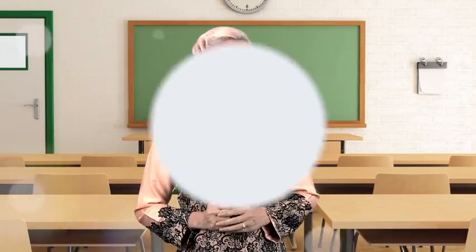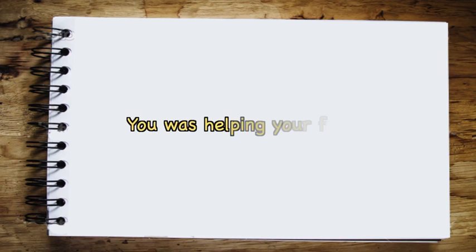Our second sentence is, you was helping your father. Before we begin, let's identify the subject in this sentence. The subject in this sentence is the pronoun you. But what about the verb in this sentence? Can you identify it? That's correct. The verb be in this sentence is the word was.